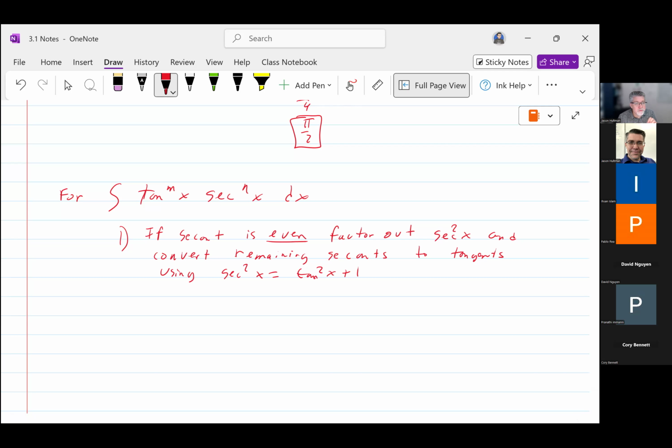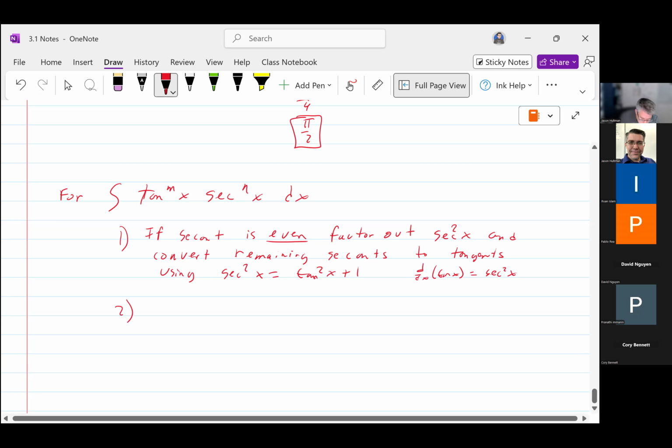Because what's the derivative of tangent? Secant squared. Exactly. Thank you, Corey. The derivative of tangent is secant squared. So we pull out that secant squared to get our u du integration factor. So remember, d/dx of tangent is equal to secant squared x.